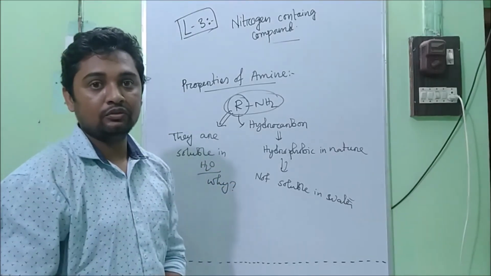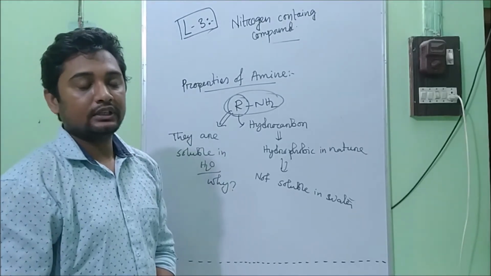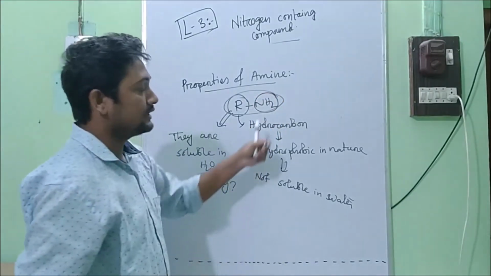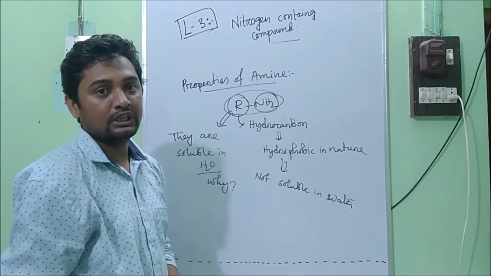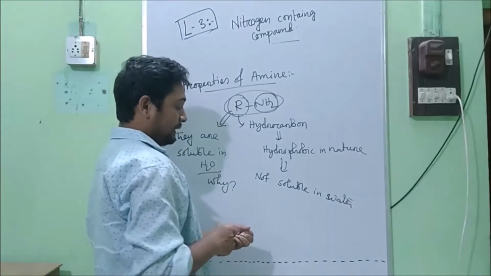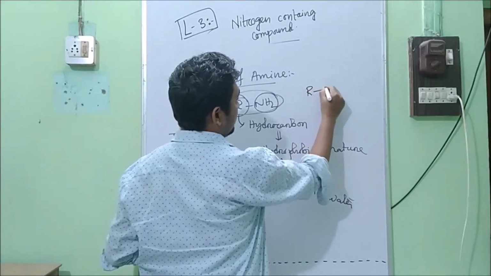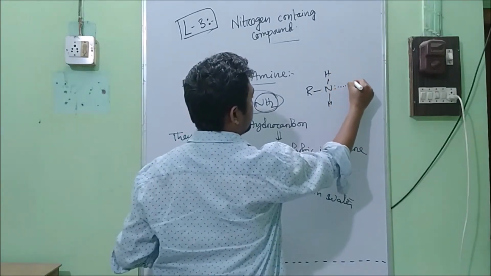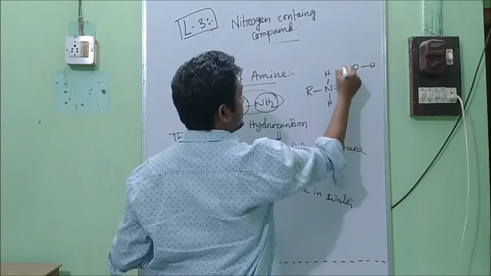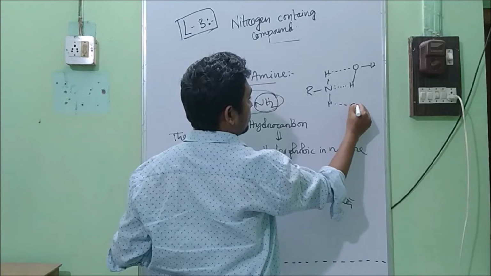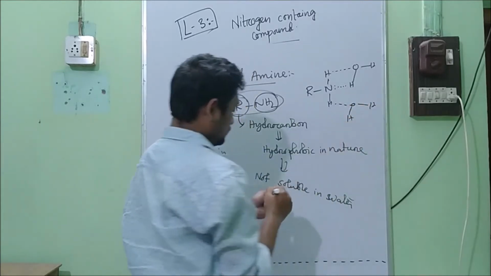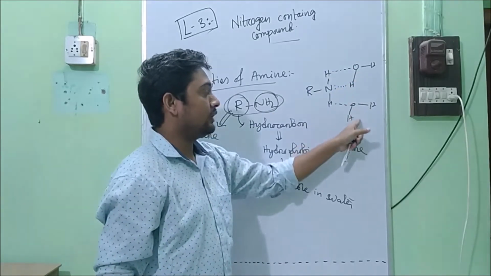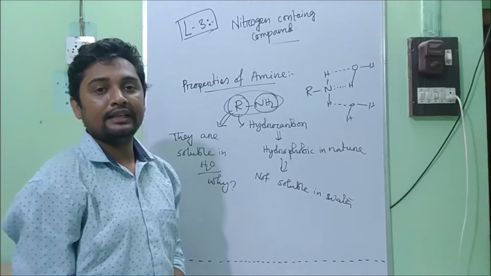Though they contain an alkyl group, they still get soluble in water. Why? Because of this NH2 group, which will participate in hydrogen bonding with water molecules. The lone pair can also make a bond. So both hydrogen and nitrogen can make hydrogen bonding with water molecules, and because of this hydrogen bonding, they get soluble in water.